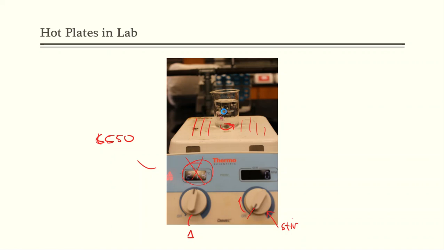So if I want the temperature of the solution, it's really recommended that we use a thermometer, and we put the thermometer in that beaker, and we measure it directly that way. We do not ever use the temperature that is on the display here. That is in reference to the top. That is not in reference to the solution in the side of the container.